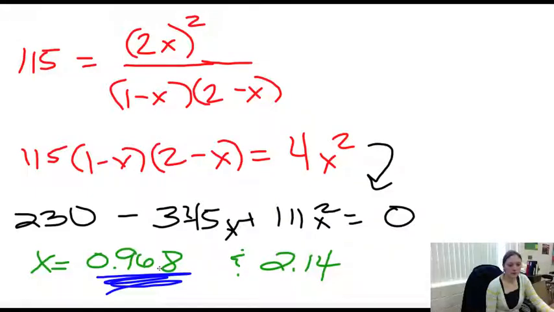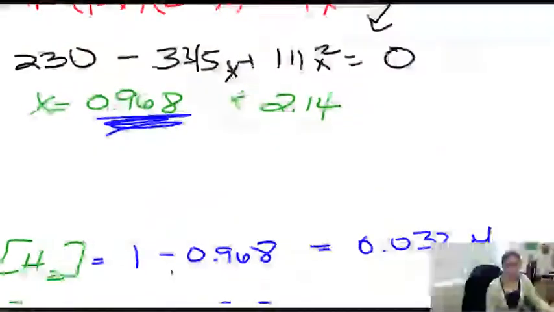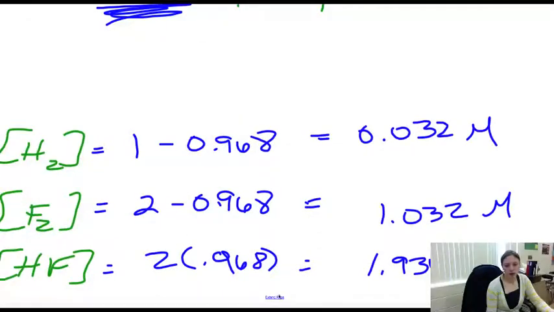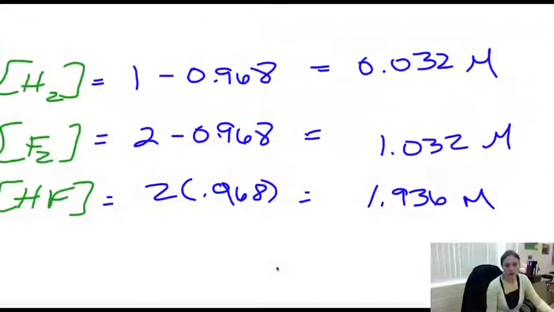So that means my x has to be 0.968, and then I just plug it in to the 3 expressions that we have there for the 3 different concentrations. My 1 minus the x, the 2 minus the x, and the 2 times my x. And there are my 3 concentrations. Go ahead and try the next problem.